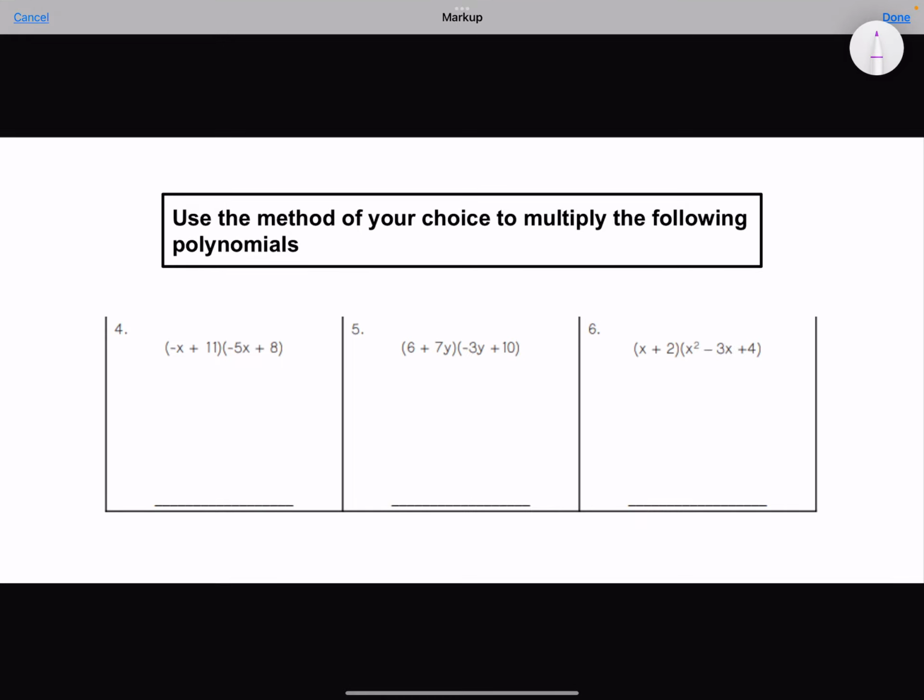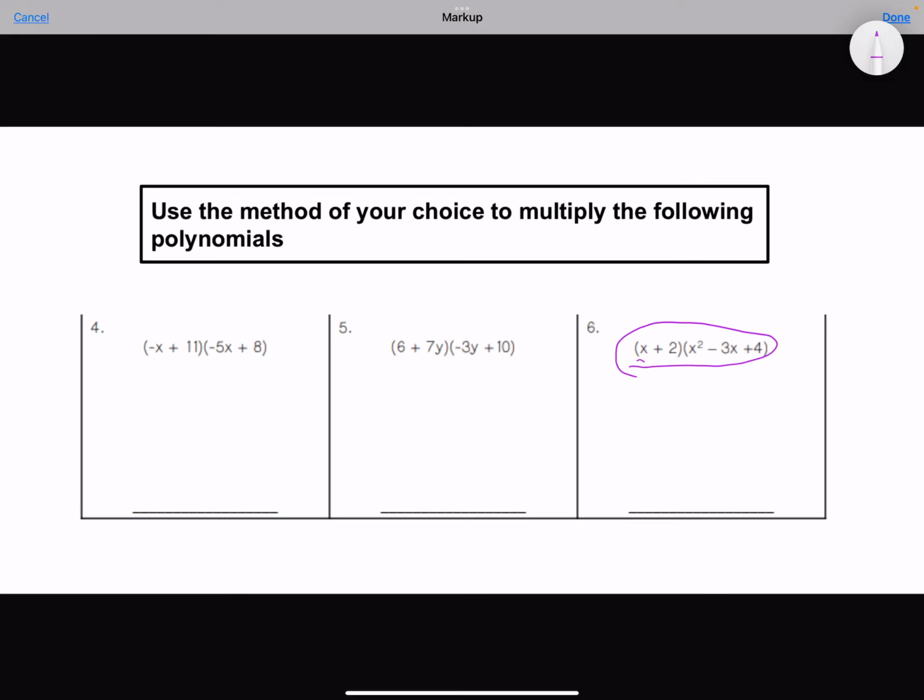So, 3 examples. You get to use the method of your choice and understand that this, I have a binomial times a trinomial, so I can do the distributive method, or I can do the area model or the box method. You cannot use FOIL. So for this one, if I wanted to distribute, it would get kind of messy. So this is why I really prefer the box method.